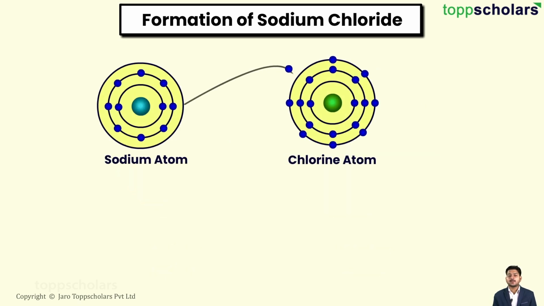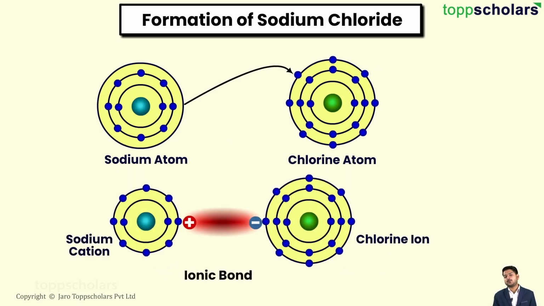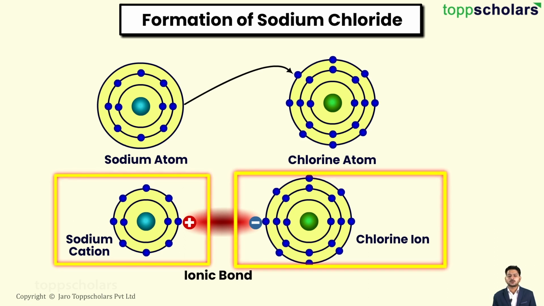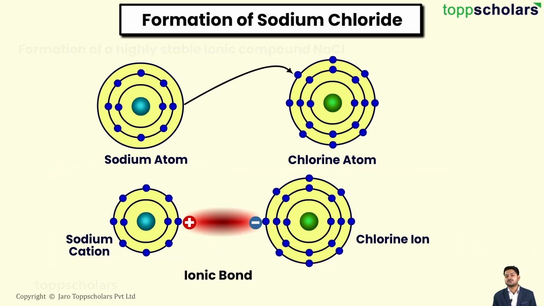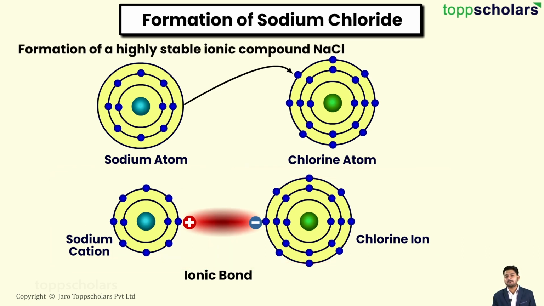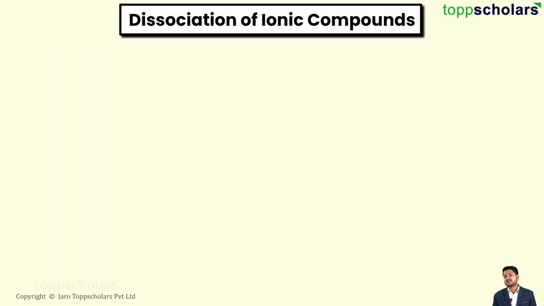Therefore, an ionic bond is formed between the positively charged sodium ion and the negatively charged chloride ion. This results in the formation of a highly stable ionic compound called NaCl. Now let's understand the dissociation of ionic compounds.